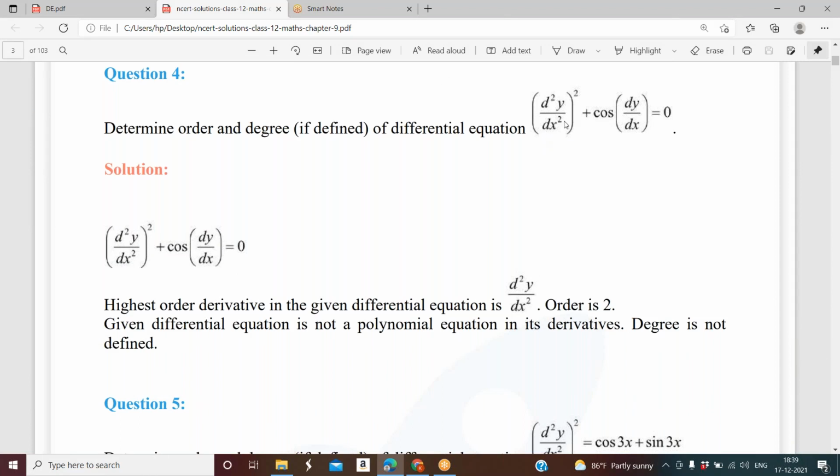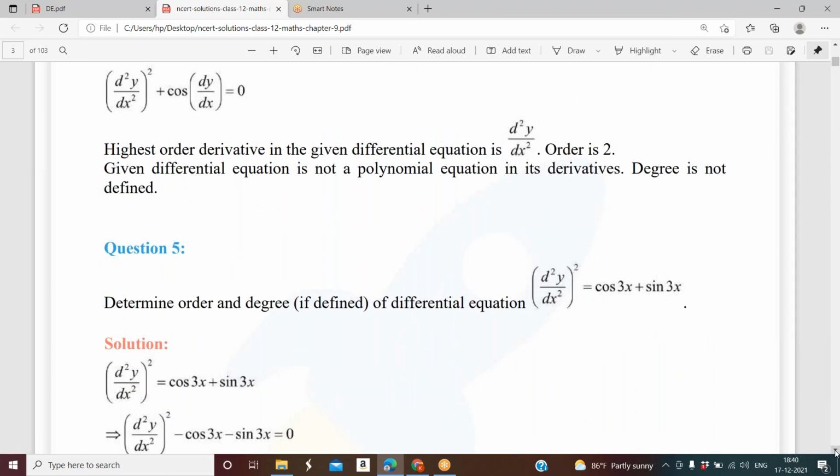Next, for this equation, d square y by dx square the whole square plus cos of dy by dx equal to 0. Here the highest order derivative is d square y by dx square. It's a second order derivative. Y is differentiated with respect to x twice. So order is 2. But what about the degree? It's not 2, because it's not a polynomial equation in its derivatives. See the second term: we have cos of dy by dx, cos of the derivative, cos y dash. So it's not a polynomial equation in its derivatives. Therefore, degree cannot be defined.